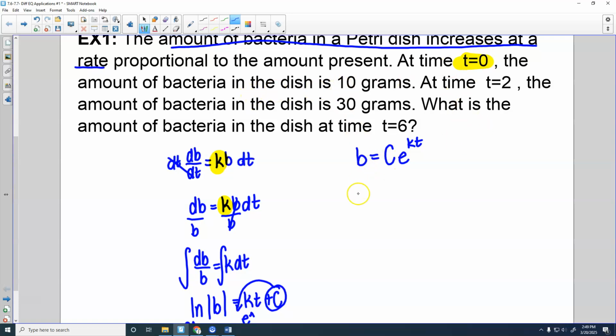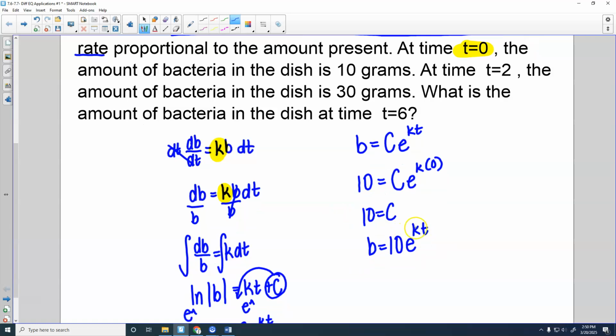So bacteria is 10 grams, C e to the k, and the t is 0 right there. And k times 0 is 0. What is e to the 0? 1. So 10 just equals C. And you also kind of just know from doing PERT in the past that that C value is your initial value. So it ends up being 10. So now we've got B equals 10 e to the kt. Now we need to know k, right? Because B and t are our variables, so we don't need to replace them.